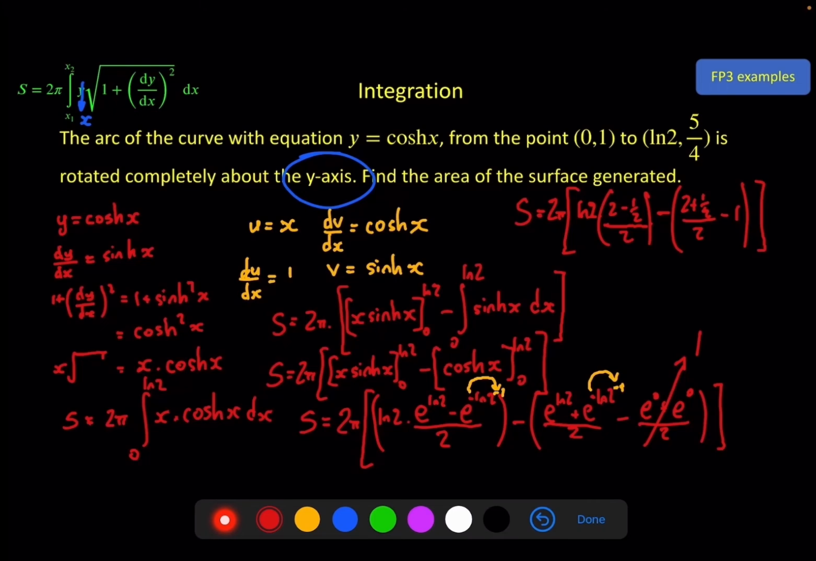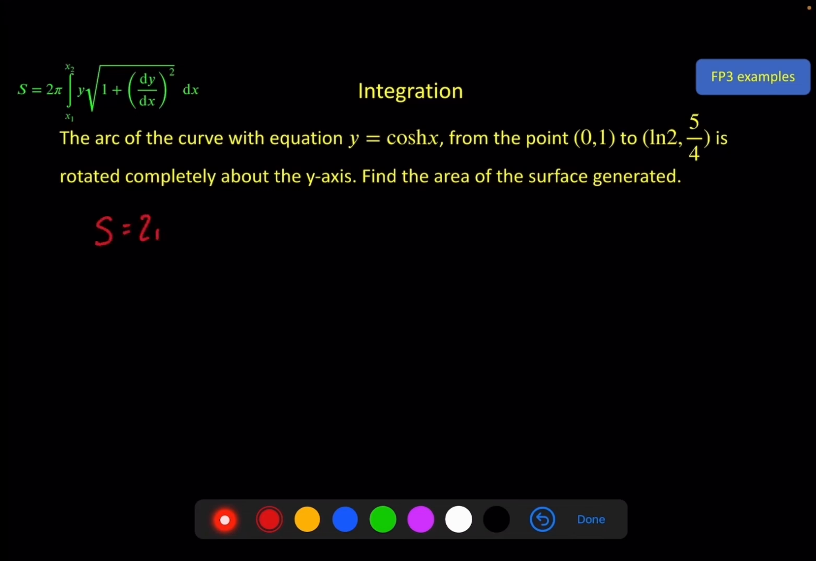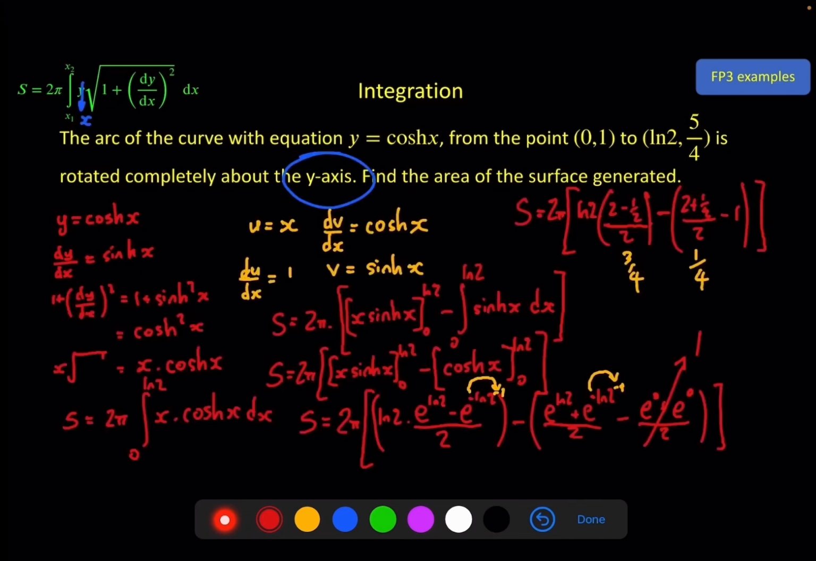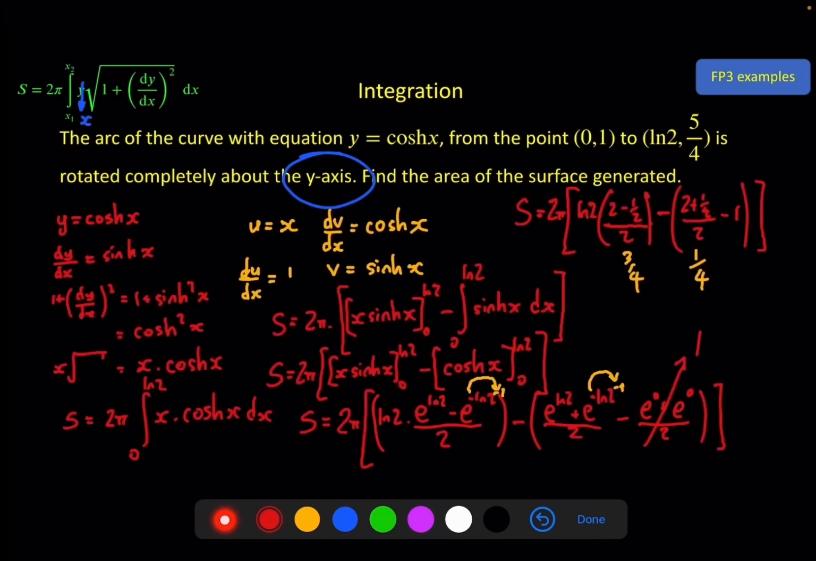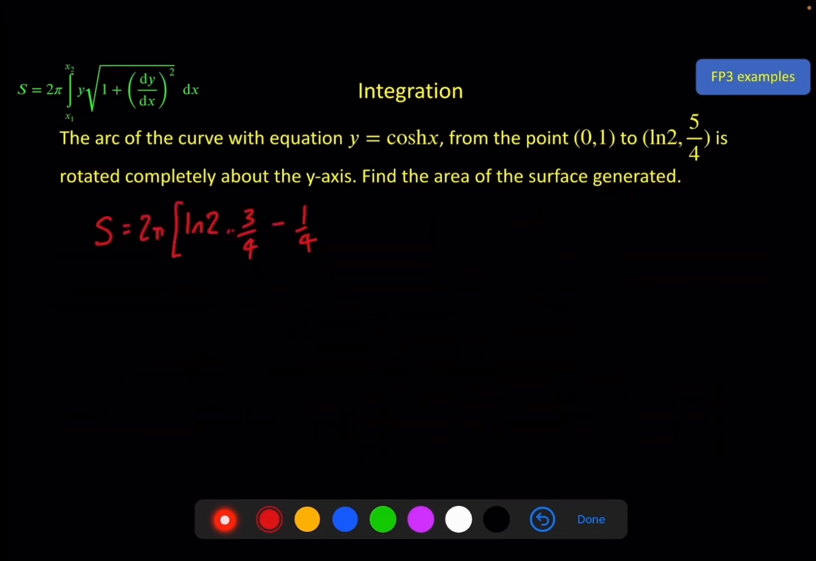So we've got 2 pi log 2. Let's quickly calculate this. 2 minus a half is 1.5. Divided by 2 is 3 over 4. And over here we've got 5 over 2. 5 over 4 minus 4 over 4 is 1 over 4. So we've got S is equal to 2 pi times log of 2 times 3 over 4 minus 1 over 4.